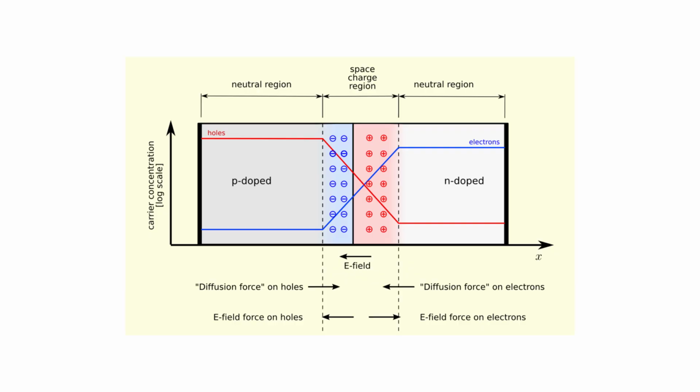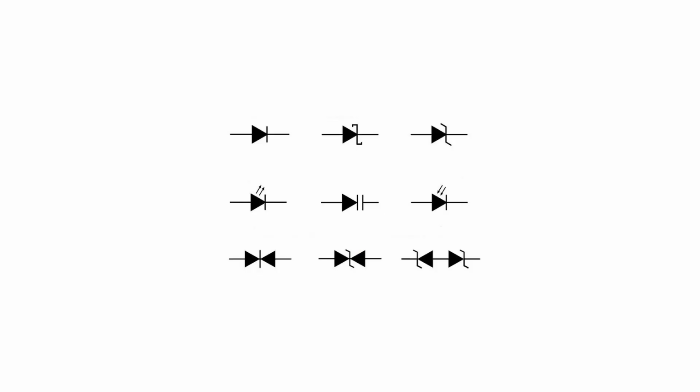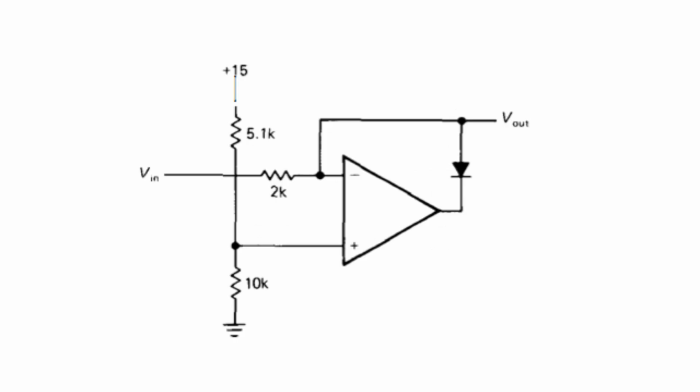But that's boring. How do diodes work on a physical level? Why are there 1,000 different types of diodes? And how are these actually used in real life? So stick around, there's more to come.